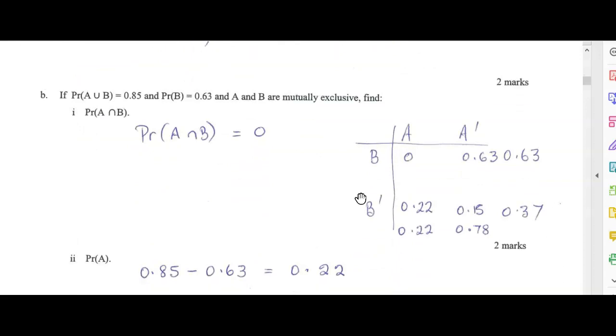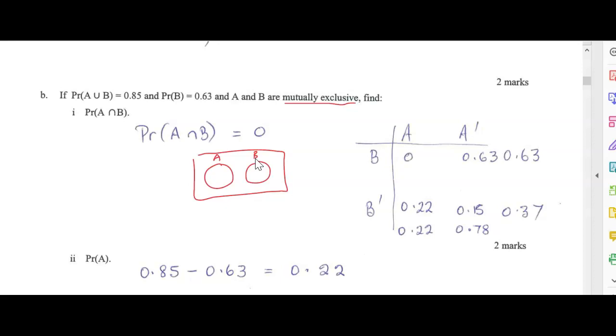All right, moving on to question B. If the probability of A or B is equal to 0.85 and probability of B is equal to 0.63 and A and B are mutually exclusive, find the probability of A and B. Now, when they're mutually exclusive, what they have in common is 0. So when you think about your Venn diagram, the two circles don't overlap. So there's A and there's B. Mutually exclusive events are not the same as independent events.